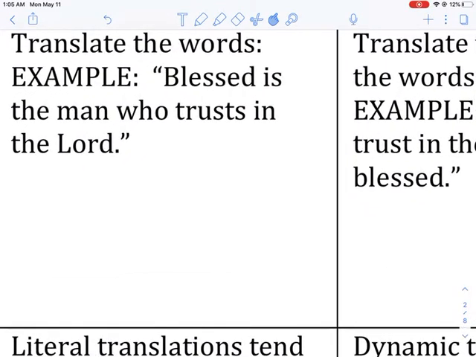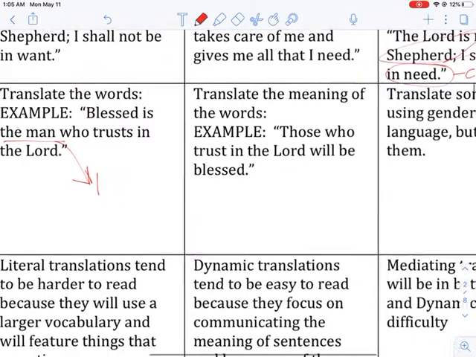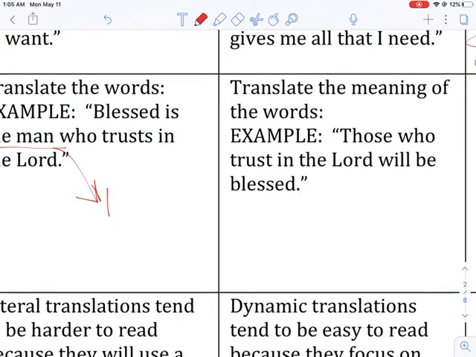"Blessed is the man who trusts in the Lord." Again, the man here means both men and women. It's not saying that if you're a woman and you trust in the Lord, well, God doesn't care about that. It means the person, but the word is only the man. So it says the man, but it means the person. So you could translate that, "Blessed is the man and the woman who trust in the Lord," or "those who trust in the Lord will be blessed." So it means both genders.